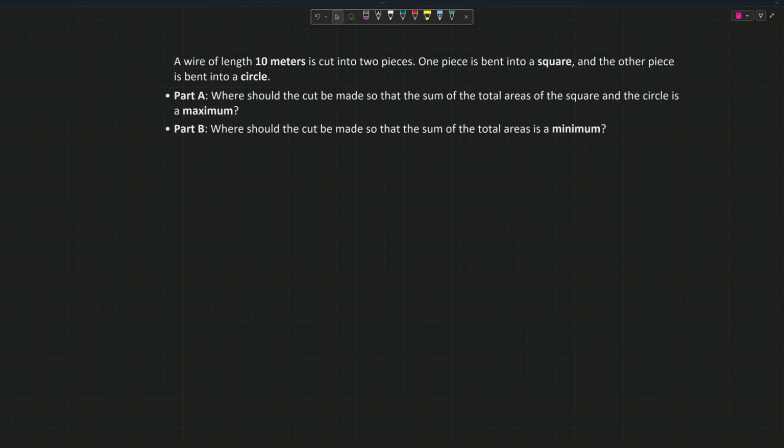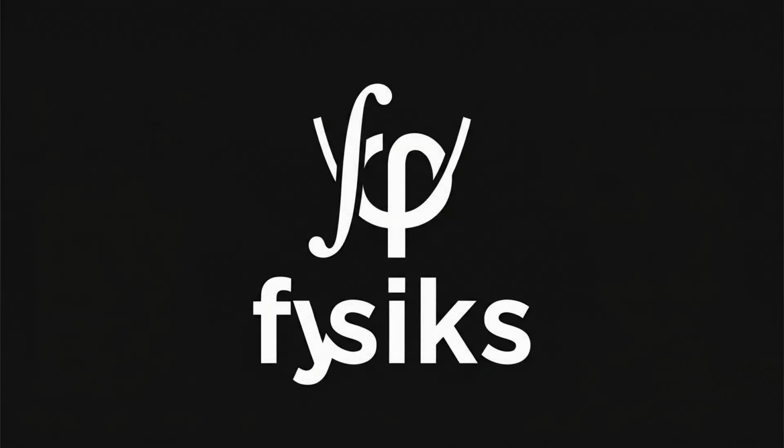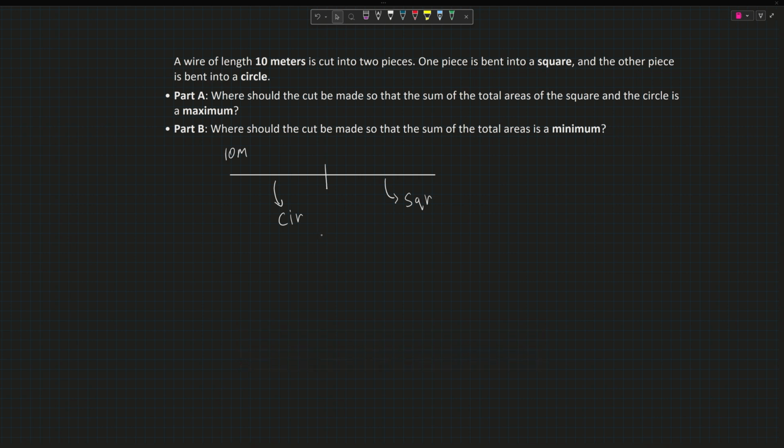Well, let's see now. For an optimization problem, we need to understand the constraints. In this case, I drew them for you. So, the line here represents the wire that is 10 meters long, and I drew a segment here just to show you how it could be cut into two pieces, one being the circle, the other being the square. Now, this is not to scale, so don't take my word for it. This is not how it would look like, but you get the idea.